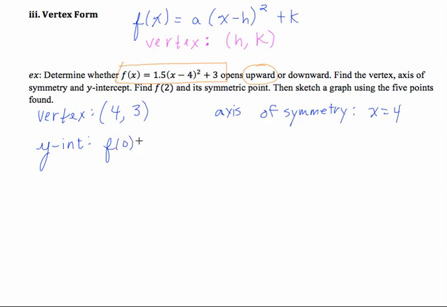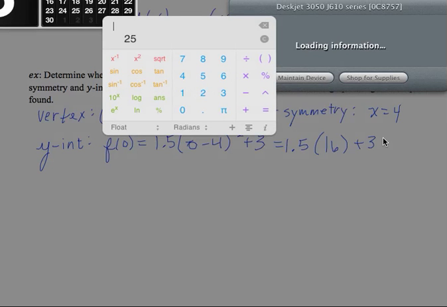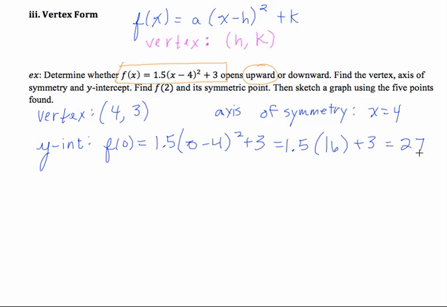So I'm going to find f of 0. It's 1.5 times negative 4 squared plus 3, which is 1.5 times positive 16 plus 3. So 16 times 1.5 is 24, plus 3 is 27. So the y-intercept is at 0, 27.